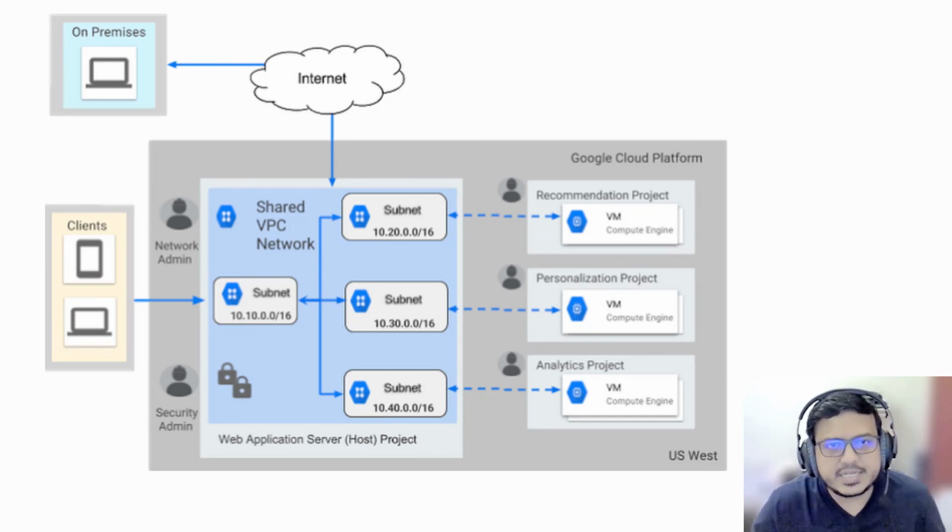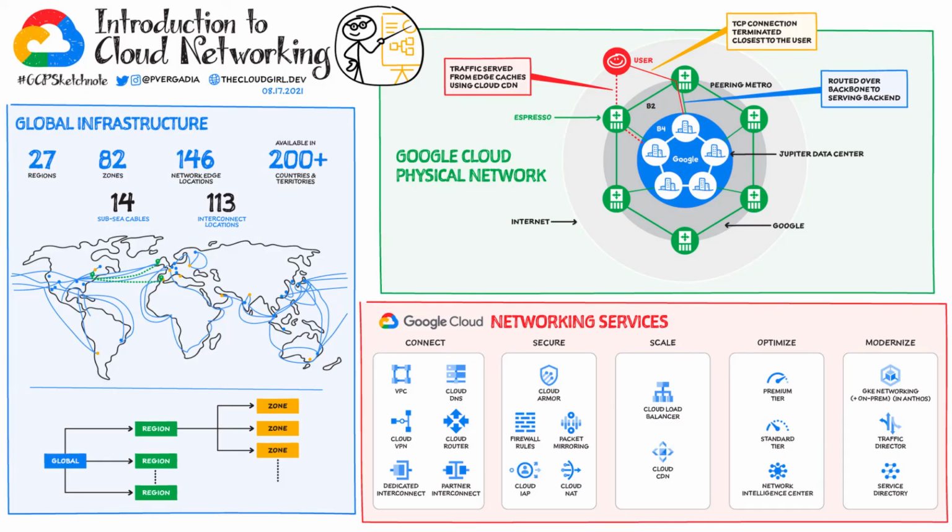Now, Google has a network infrastructure that it uses to run its services like YouTube, Google Search, Google Maps, Gmail, Drive, and so on. So this infrastructure spans across the globe. And with Google Cloud, we are also using the same infrastructure. So the Google Cloud infrastructure is divided into various regions, and then the regions are further broken down into zones, and then there are other POPs or edge locations.